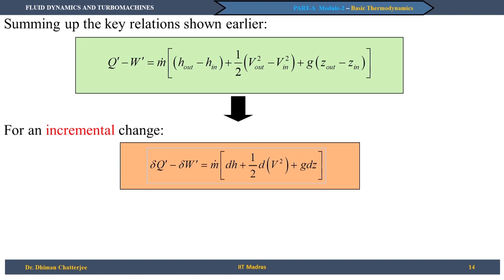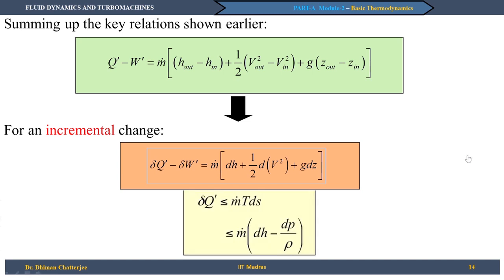d v square is a notation I am using to talk about the change in the kinetic energy per unit mass, plus g dz. And this, when combined with the second law, gives del q prime less than or equal to m dot Tds, or m dot dH minus vdp, or dp by rho as I have written here. So, now let us club the first and the last relationship in the next slide.